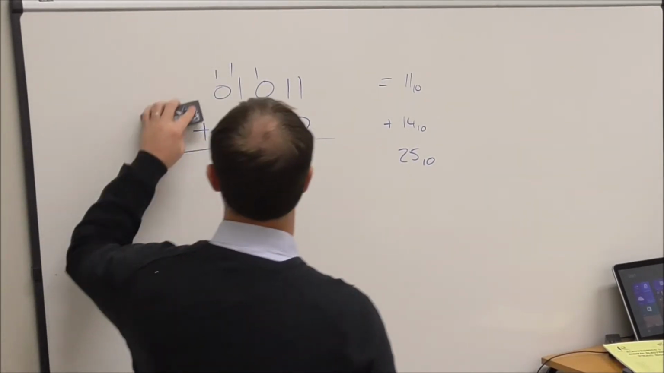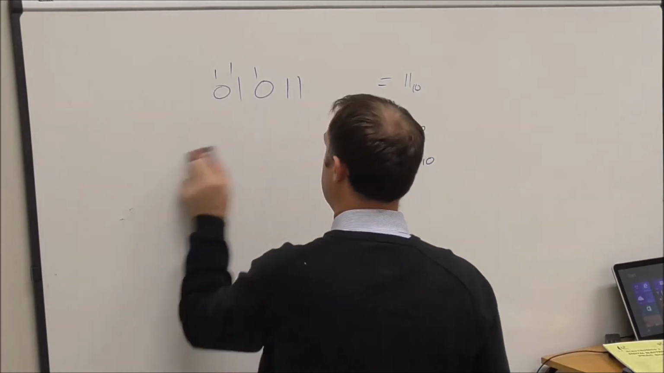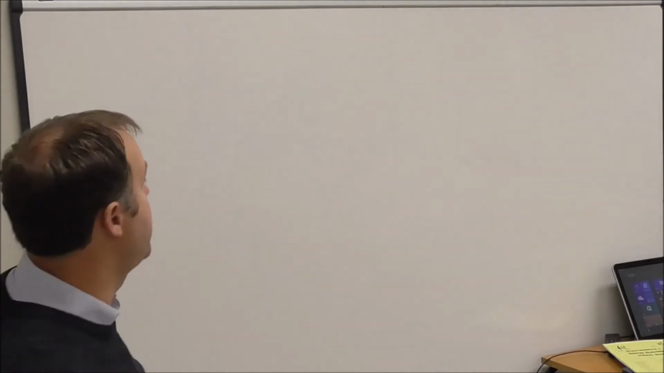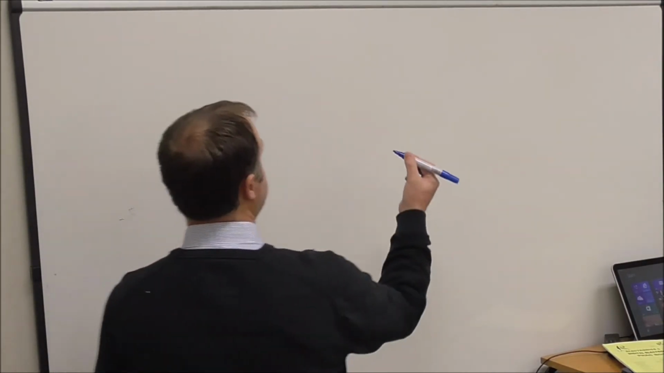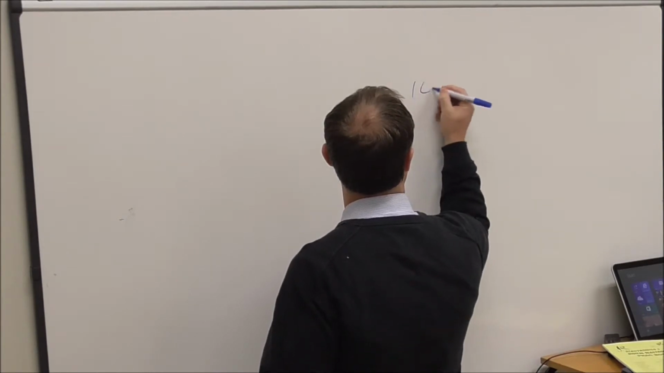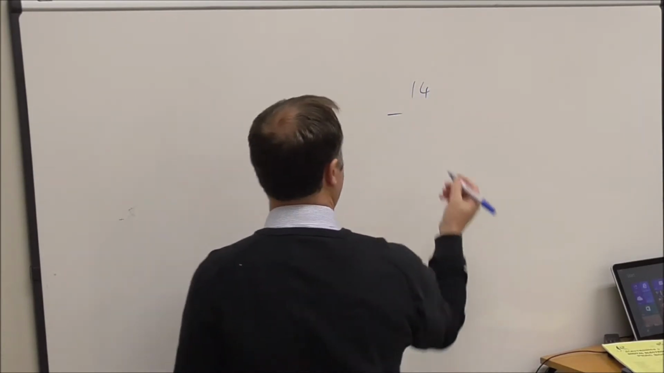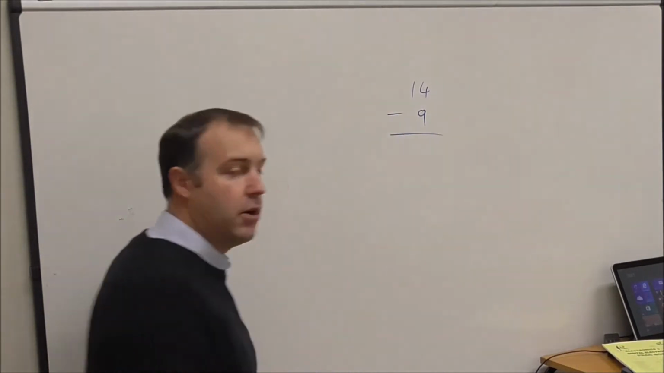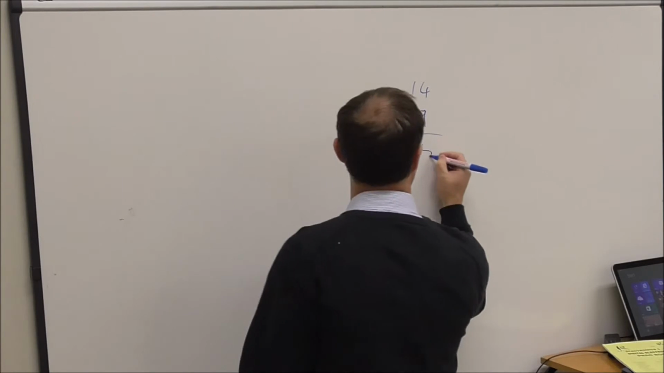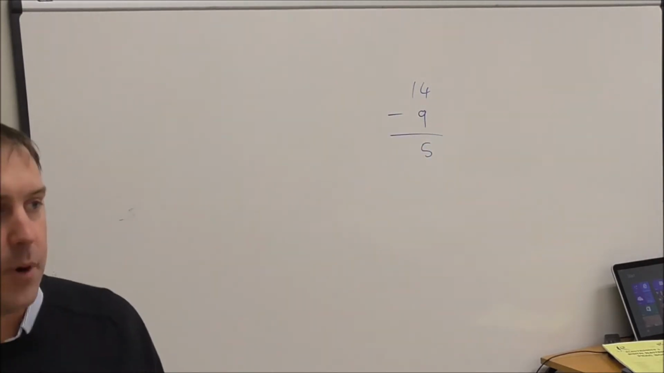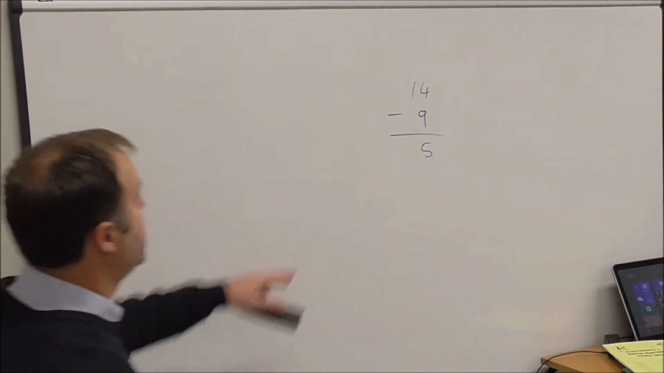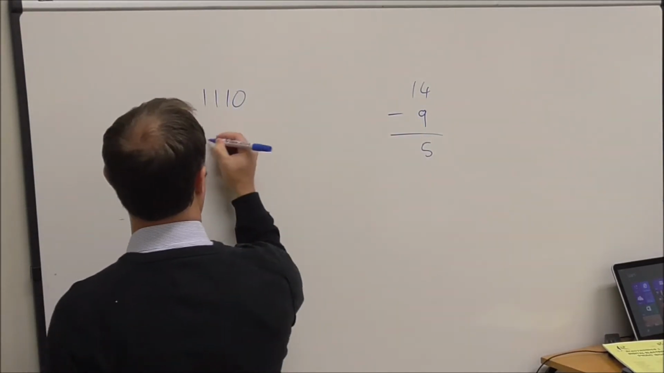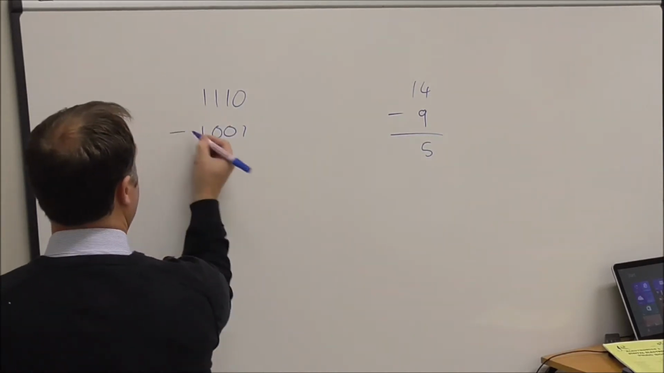So, if I were to have two numbers and I were to subtract them, let's just choose, I'll do decimal ones first, so let's do 14, and I'm going to subtract 9. Okay, 14 take 9 we know is 5. So this is what we're going to be looking for in our binary number. Now, 14 is 1, 1, 1, 0, and 9 is 1, 0, 0, 1.